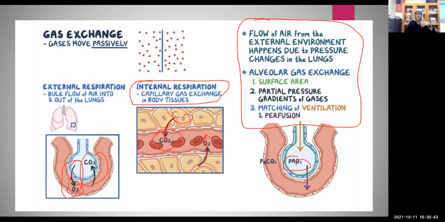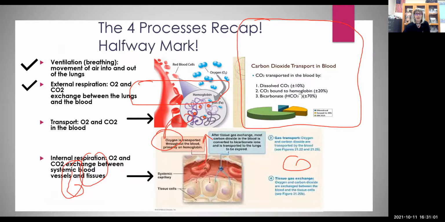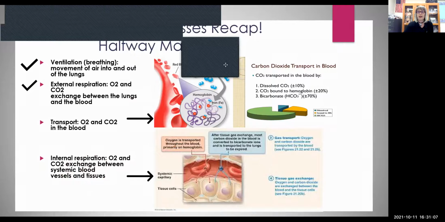So to recap, we had ventilation, we had external respiration, we have transportation of that oxygenated blood to the tissue, and then internal respiration. All right, so let me continue on to our next slide. Oh, I didn't remove my annotations. When I forget that, it shows up on my next slide. All right, here we go.